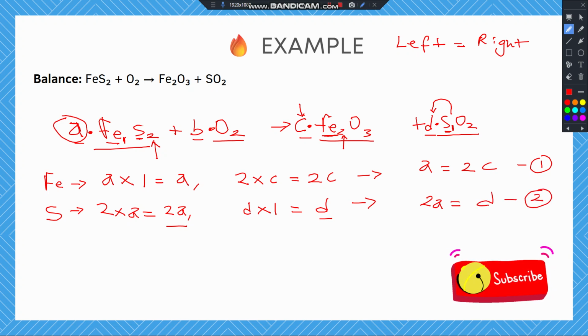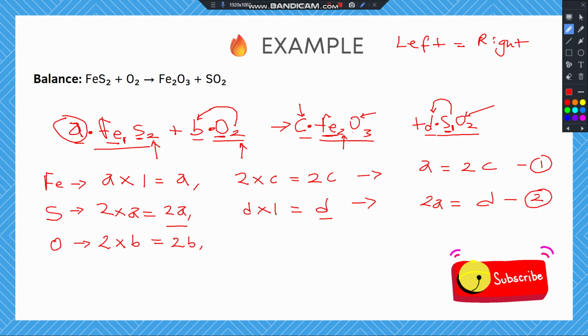The third element we have is oxygen. Oxygen, we have an atom of oxygen over here, and as you can see, it has a subscript of 2, and then it has a coefficient represented by the letter B. So that tells us that the number of atoms of oxygen will be given to us by 2 multiplied by B. That gives us 2B for the left hand side. But for the right hand side, you can see we have 2 occurrences of oxygen. We have one over here and we have another over here.